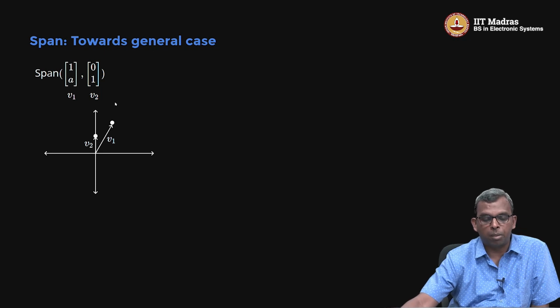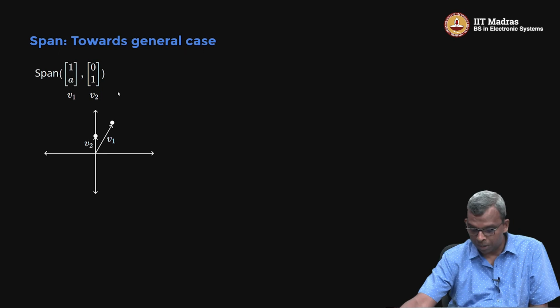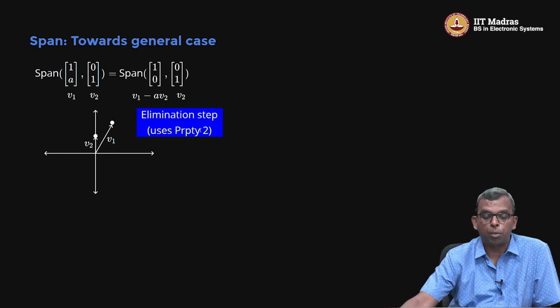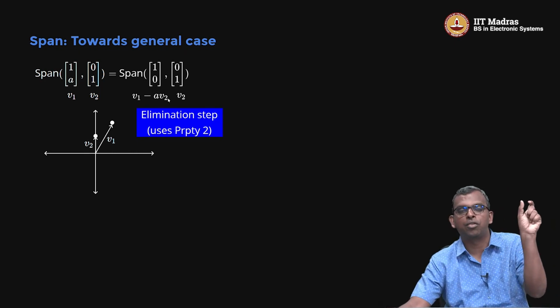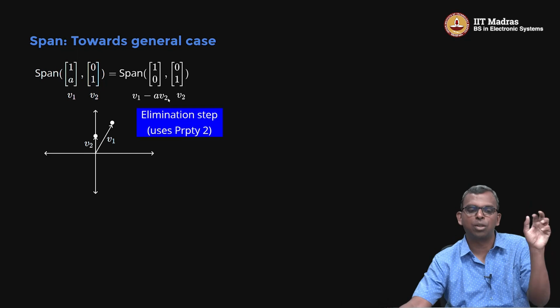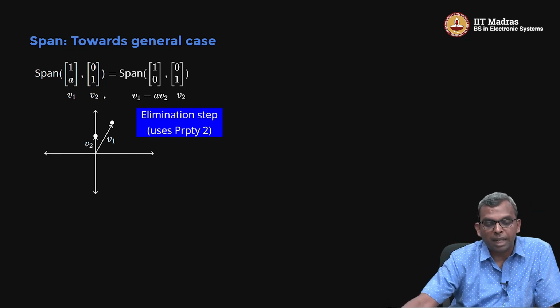It looks a little complicated, but it turns out you can reduce it to the previous case. This is the same as the span of (1, 0), (0, 1). How? I'm going to use my property 2. I had this wonderful property 2 that I can do elimination, I can do a combination of v1, v2 and the span does not change, but I'm going to do it very cleverly. Notice what I've done here. Instead of doing v1 plus a v2, I'm doing v1 minus a v2. This is allowed for any a. Instead of thinking of a as positive, you think of a as negative, so it becomes minus. So I do v1 minus a v2.